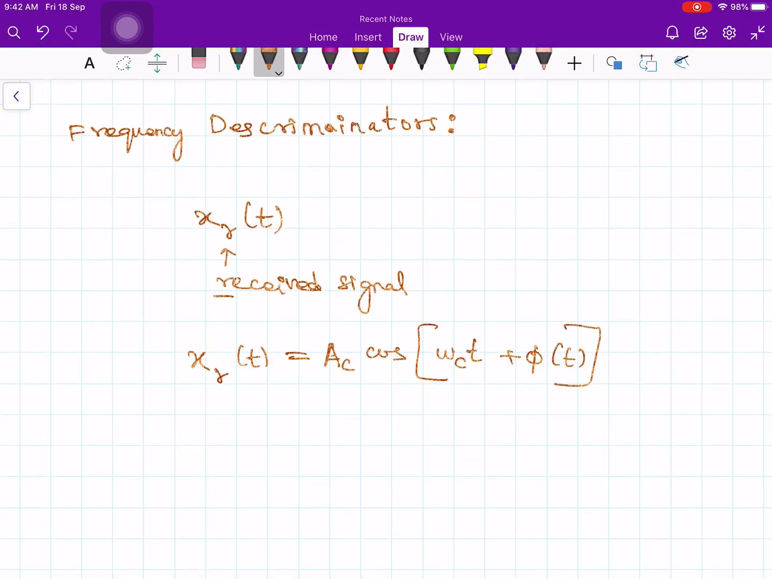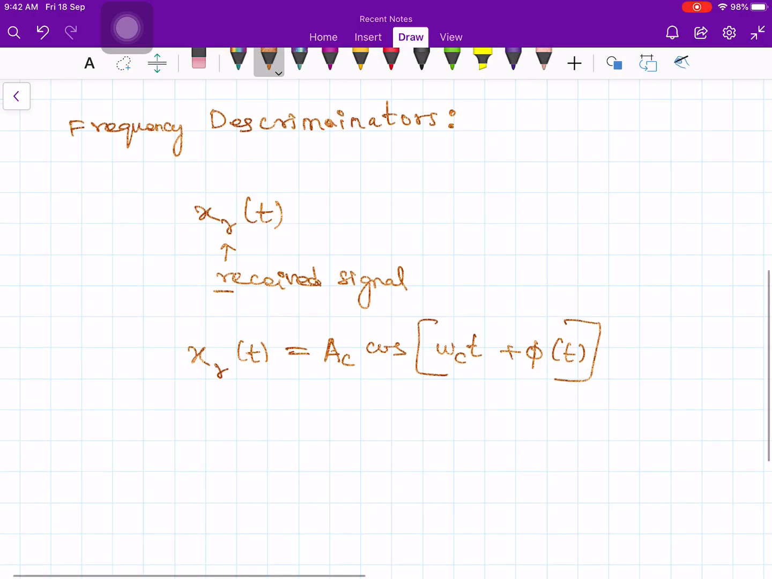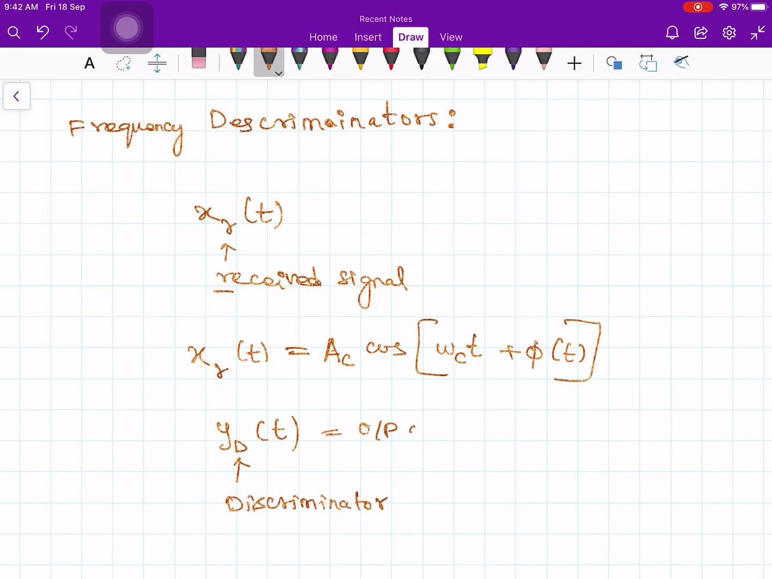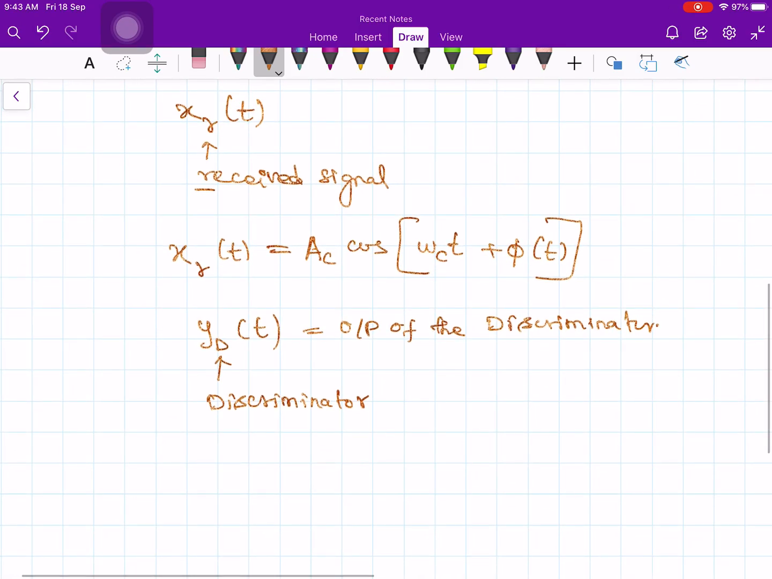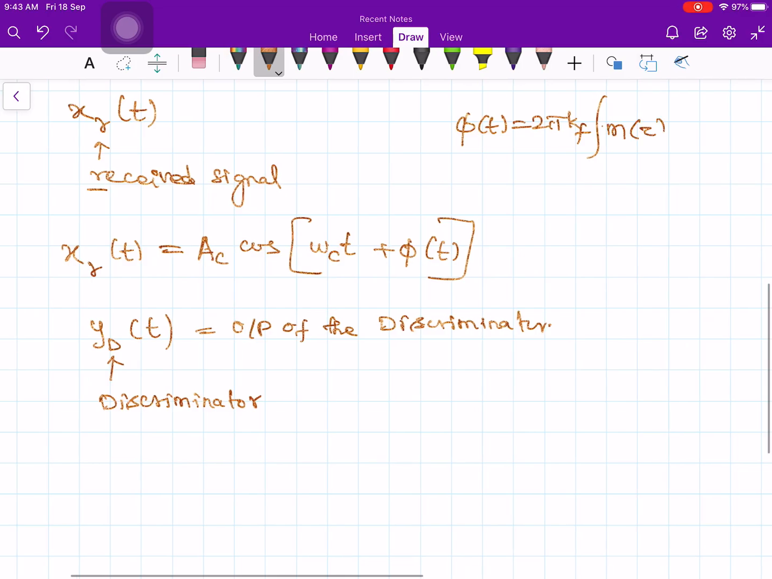Then you need an output from the discriminator. The discriminator output, let me call y_d(t), where d denotes discriminator, is the output of the discriminator. This output should be proportional to d phi/dt. Why is it d phi/dt? Because in the input, if you recall, phi(t) is equal to 2 pi k_f integral of m(tau) d tau.